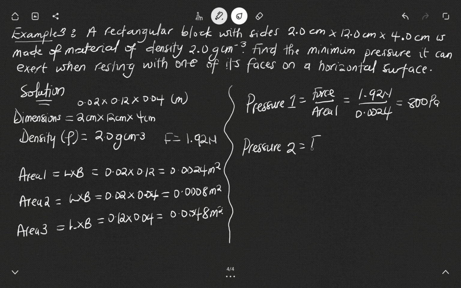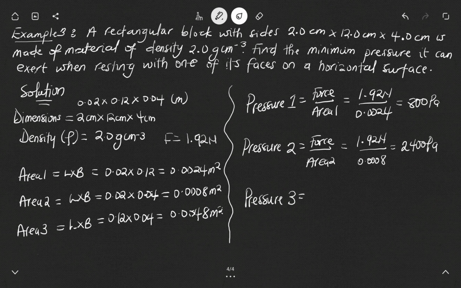Now pressure 2, we will have force on area 2. This will give us 1.92 newtons for our force, and our area is 0.0008, and this will give us a pressure of 2400 Pascal. Now let's calculate pressure 3. It will be force on area 3, and that will be equal to 1.92 newtons on 0.0048, and that is equal to 400 Pascal if we punch that into our calculator.